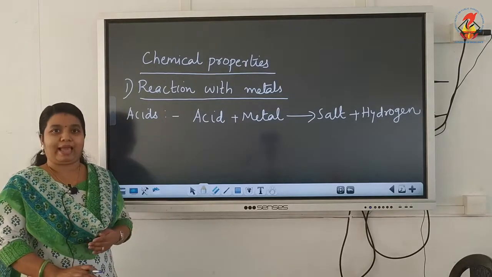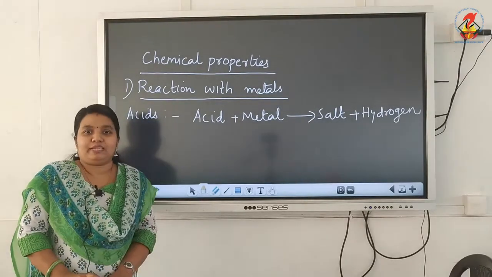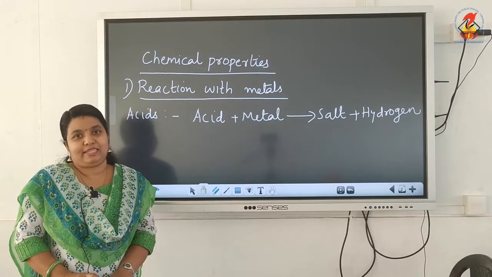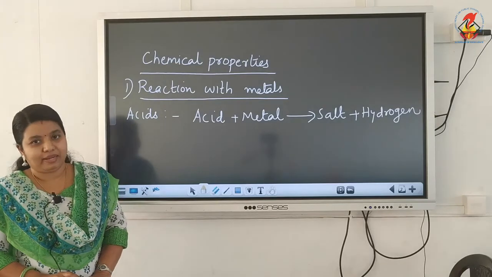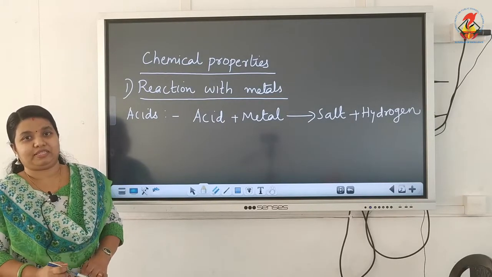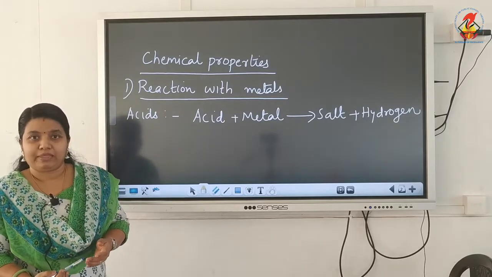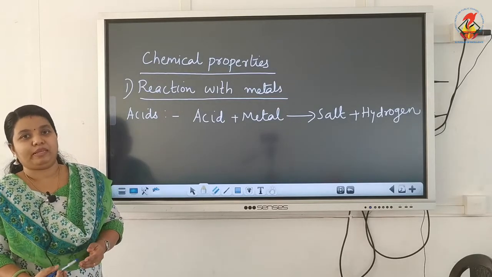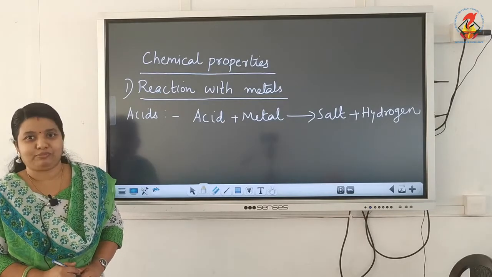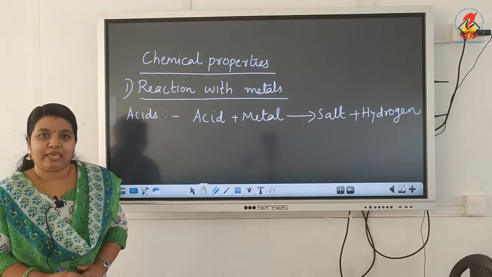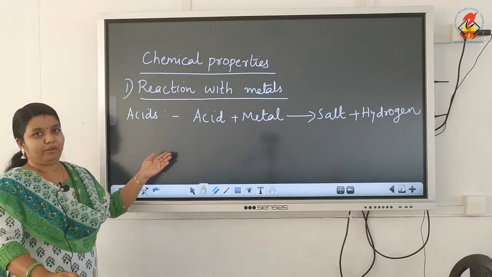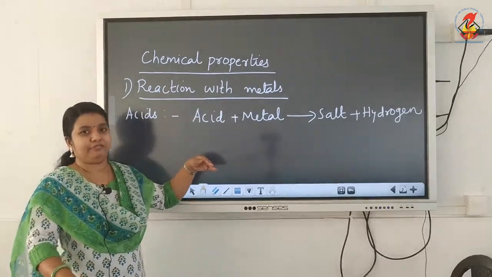So when we say active metals, these are the metals which lie above hydrogen in the reactivity series. You have to learn that series by heart. There are actually 8 metals above hydrogen in the reactivity series: potassium, sodium, calcium, magnesium, aluminium, zinc, iron and lead are the 5 active metals, or the metals which lie above hydrogen in the reactivity series. These metals are capable of removing hydrogen from acids.